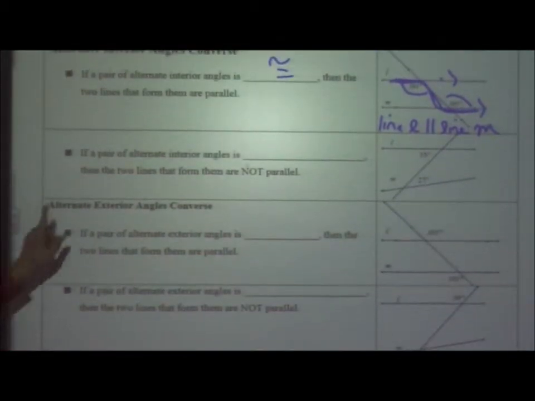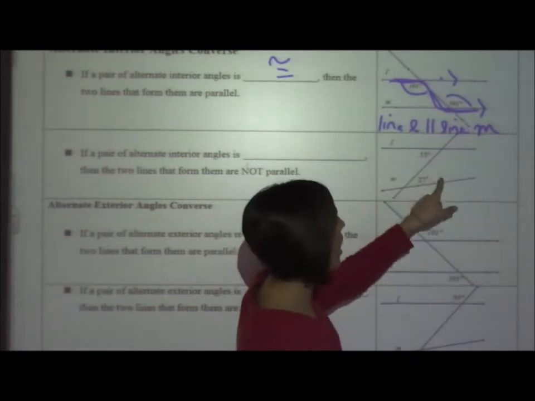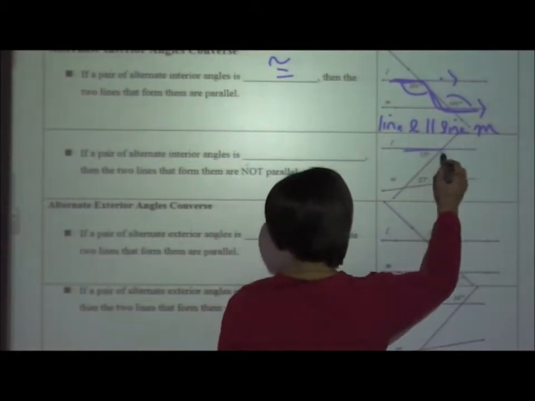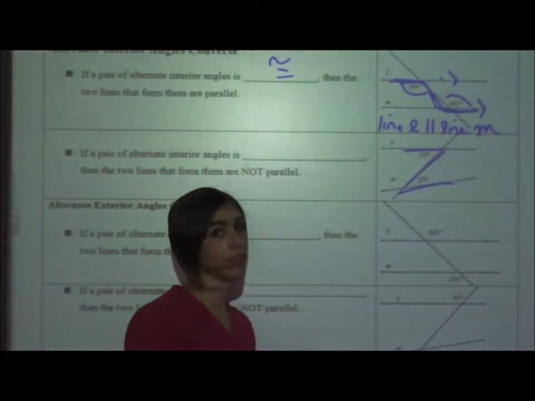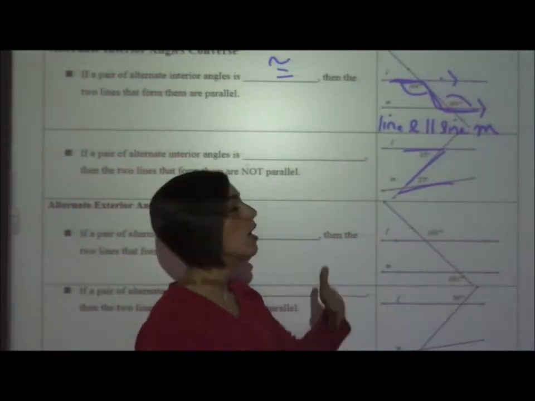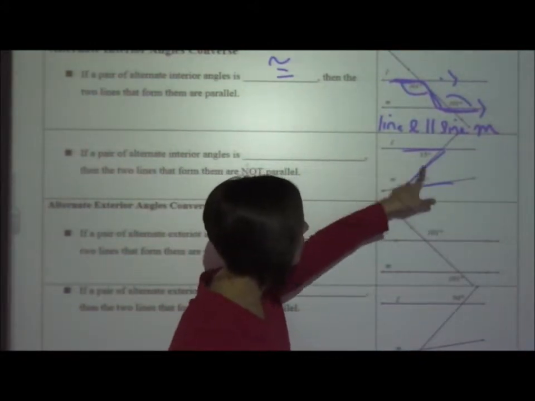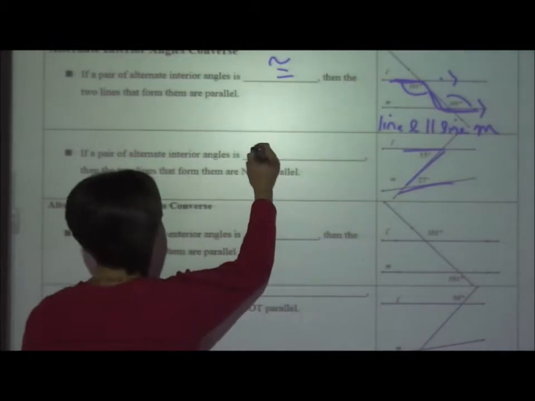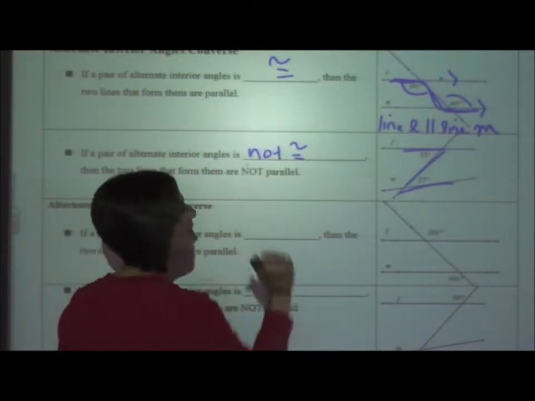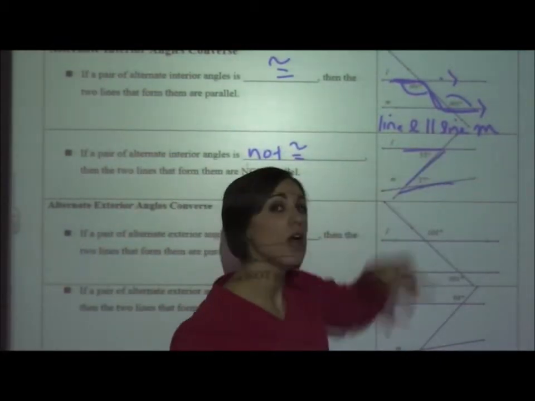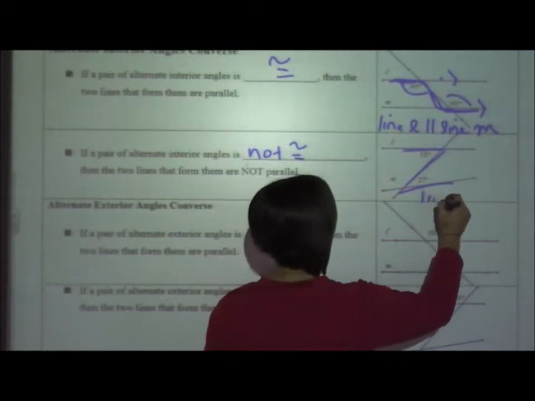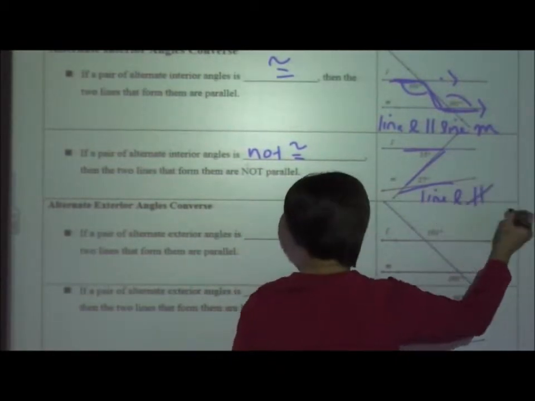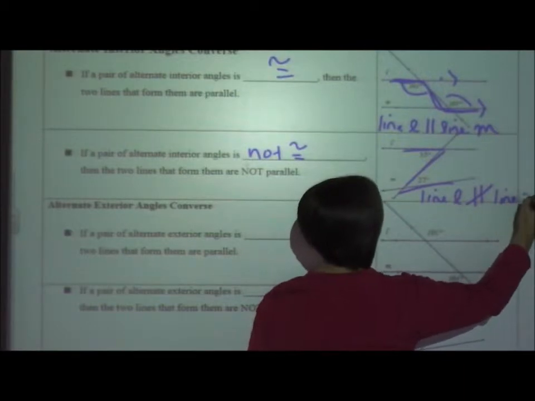If the alternate interior angles are not congruent, do you see these alternate interior angles? They're still called alternate interior angles, whether they're congruent or not. But when they're not congruent, so this is 35, this is 70 or 27, then we can conclude that the lines are not parallel. So line L is not parallel this time to line M.